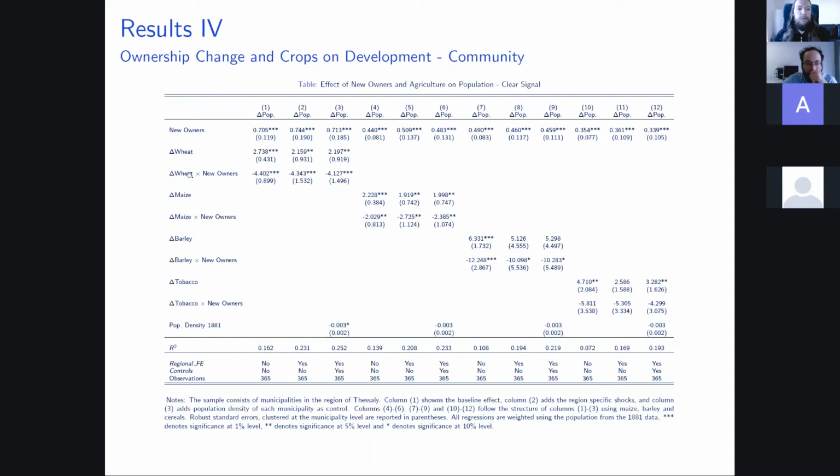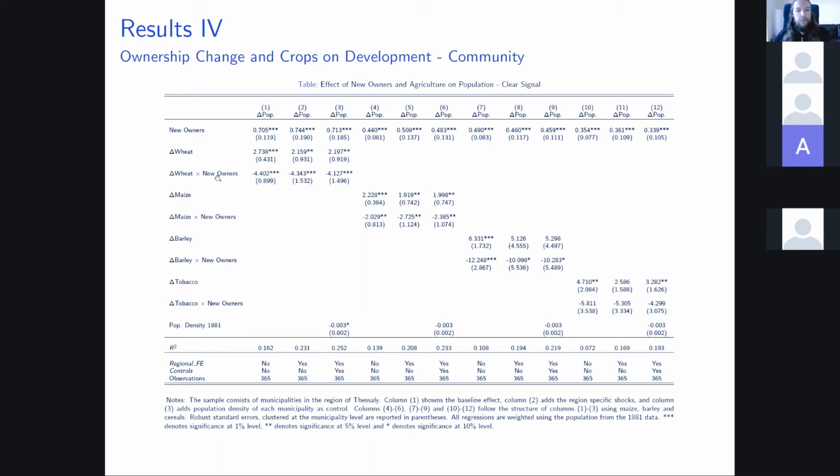So again, the interaction term is the most important of this factor because you see that for higher change in share of wheat in these places with new ownership of new private owners, you have a negative effect on the density of population between 1881 and 1911, which is one of the indirect measures of development for the time. And as you can see now, we have 365 observations compared to 401.